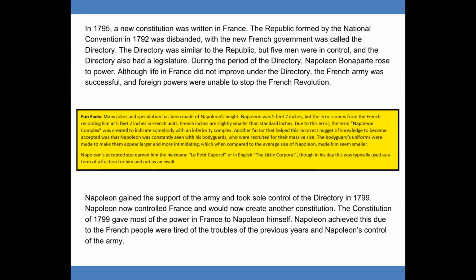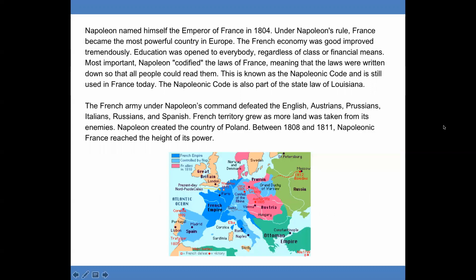Napoleon gained the support of the army and took sole control of the Directory in 1799. Napoleon now controlled France and would create another constitution. The Constitution of 1799 gave most of the power in France to Napoleon himself. Napoleon achieved this due to the French people, who were tired of the troubles of the previous years, and Napoleon's control of the army. Napoleon named himself the Emperor of France in 1804.